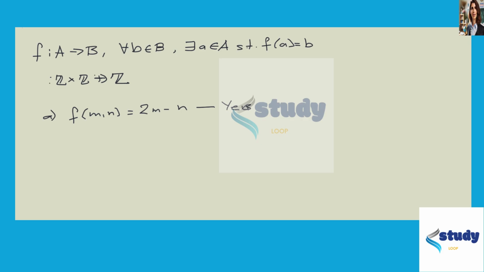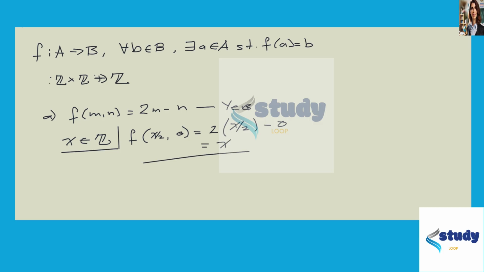To see why, if you let x be some random number in Z, to generate this number all you need to do is take f of, let's say, x over 2 and 0. Then this is 2 times x over 2 minus 0, which is just simply x. So yes, this is onto.